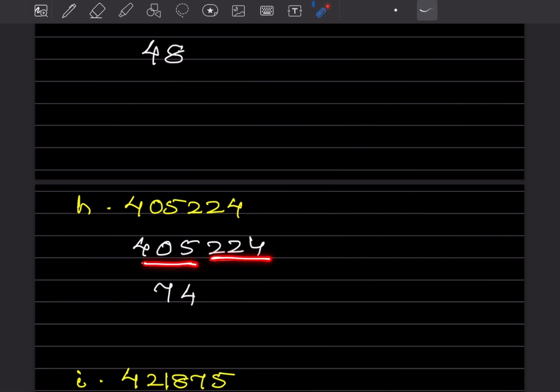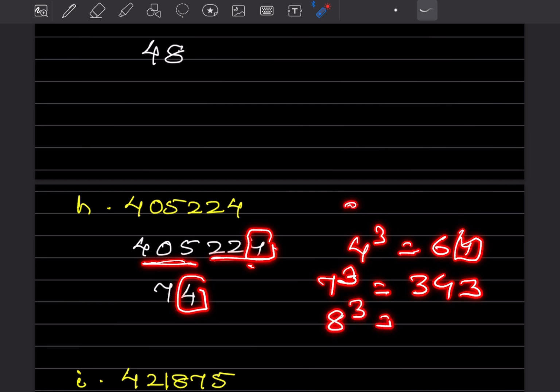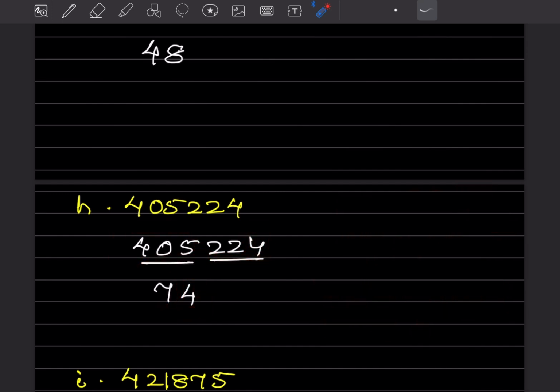We are going to split up here. So this is 4, which means 4 cube. That is going to be 64. So here will be 4. For 405, 7 cube is going to be 343. And 8 cube is going to be 8 into 8 into 8. That will be 64, 64 8s. So that will be 512. So 512 is bigger than 405. So we have to take this 7. So that will be 74.